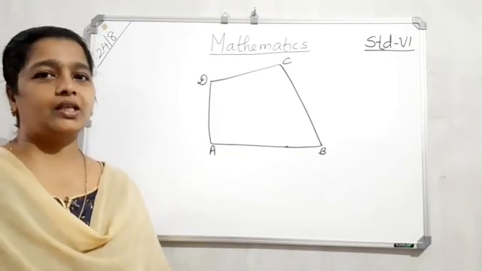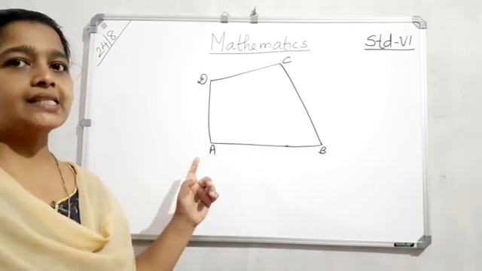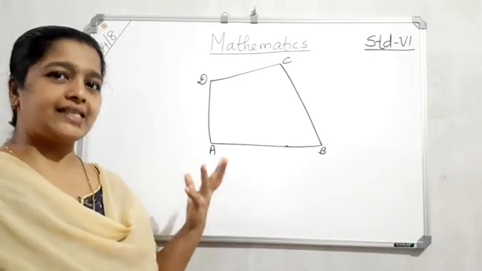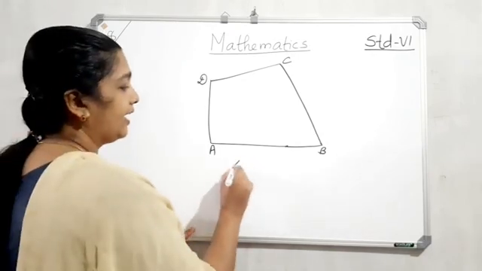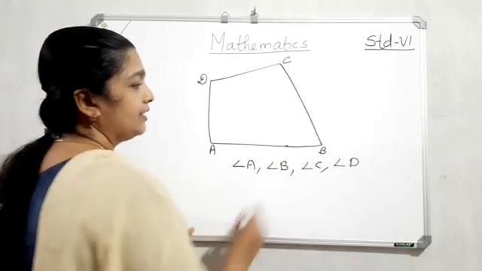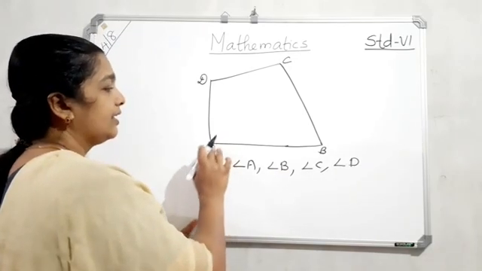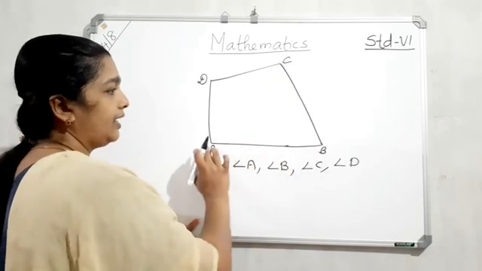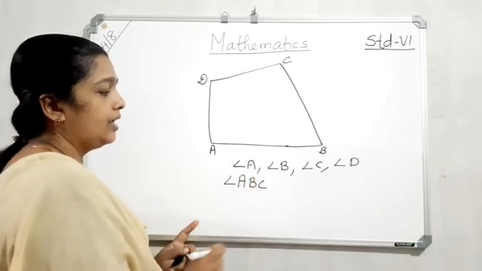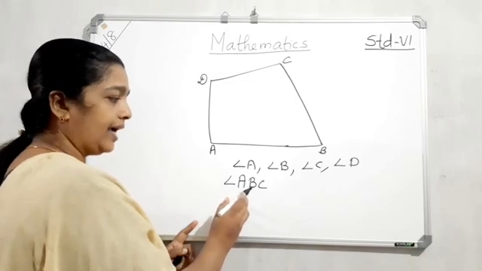Clear? Question, first one. Name the angles in the given figure. Listen. So common angles are, we can say simply, angle A, angle B, angle C and angle D. These are the angles. Or we can say with two rays, angle ABC. So in the middle, which alphabet is there? B. So this is the main angle.